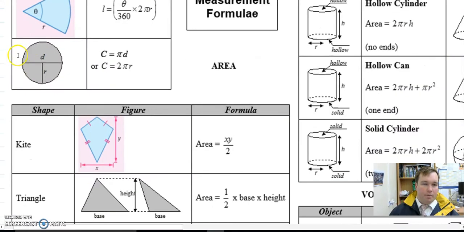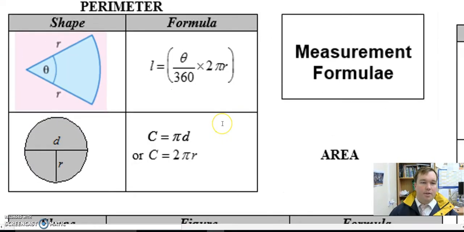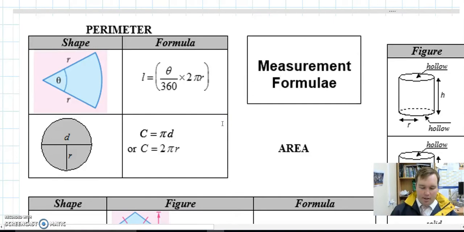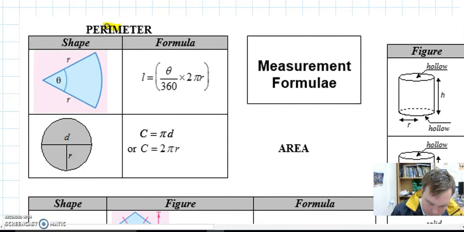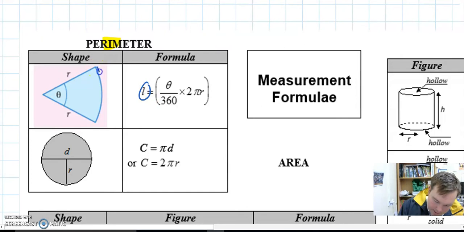So let's take a look at perimeter. Very simply, perimeter is the length around the rim of a shape. Think perimeter, rim. And we haven't provided formulas for triangles, rectangles, etc. because you just add up all the edges going around. However, we have for circles. Now, for this shape here, L is this length here.